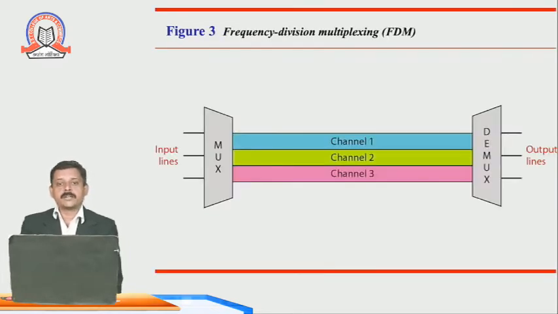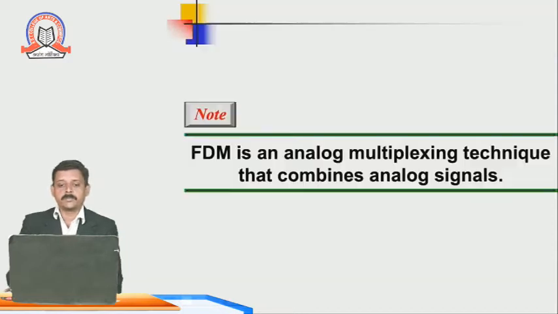As you can see in the diagram, the input lines at the sender's end have multiplexed the data, and our channel is bifurcated into three different channels. At the receiver's end we have output lines, where we separate this composite signal with the help of a demultiplexer.